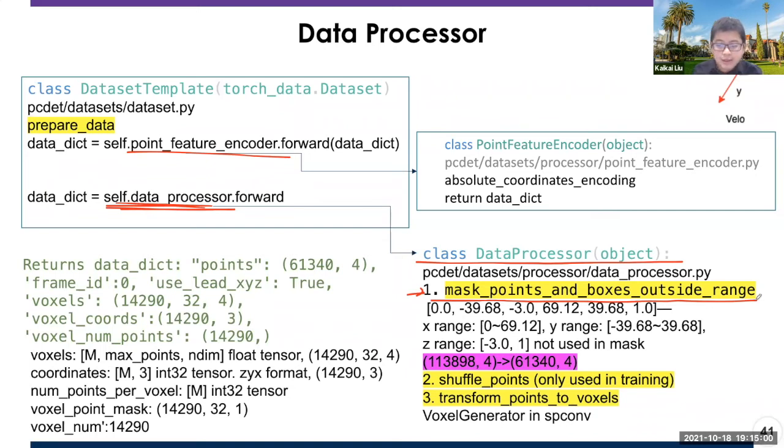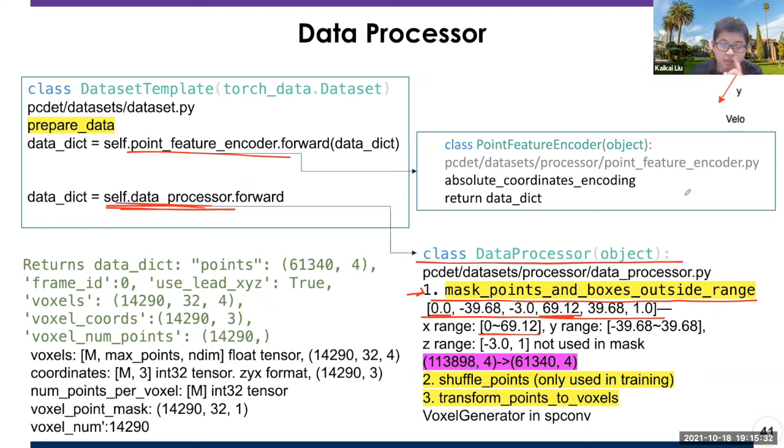That means the points may be coming from maybe 100 meters away. But for example, we only need to cover maybe 60 meters or 70 meters. So you need to remove the points outside of your range of interest. In the configuration file, you can set up this kind of vector. Now this means the X range is from 0 to 69.12 meters. So almost 70 meters in the X range.